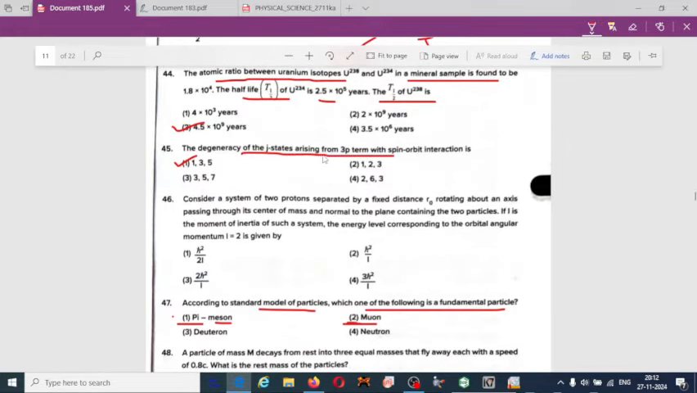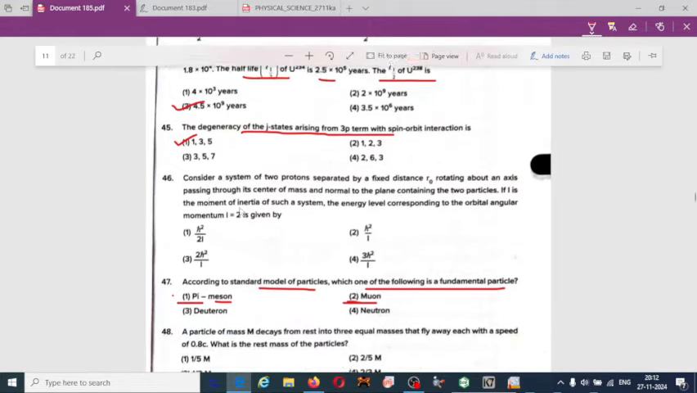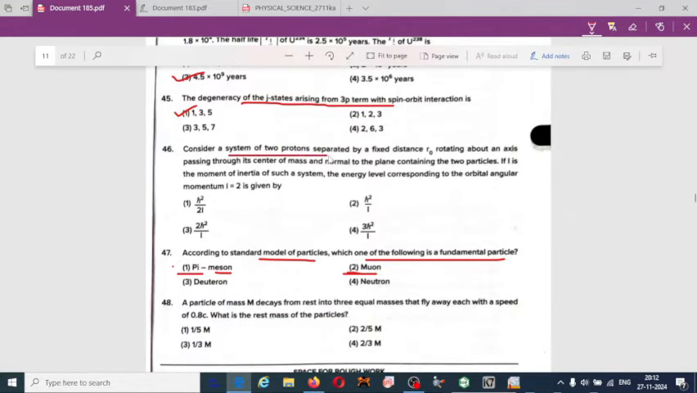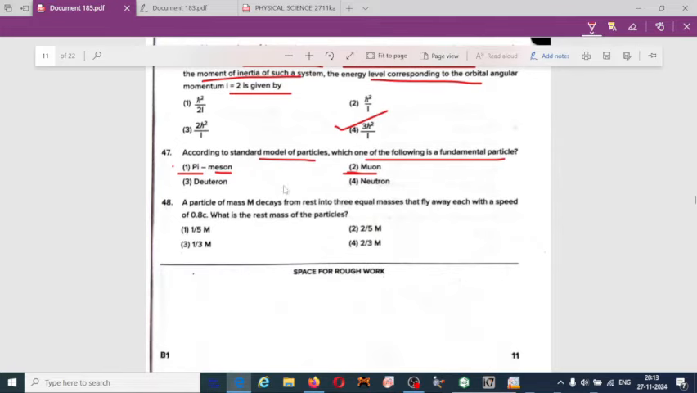The degeneracy of J states arising from 3p with spin orbit interaction, 45. The first one is correct. Consider a system of two protons separated by a fixed distance r0, rotating about an axis passing through its center of mass and normal to the plane containing the two particles. If I is the moment of inertia of such a system, the energy level corresponding to orbital angular momentum L equal to 2 is given by, 46, fourth one, 3 h cross square by I.